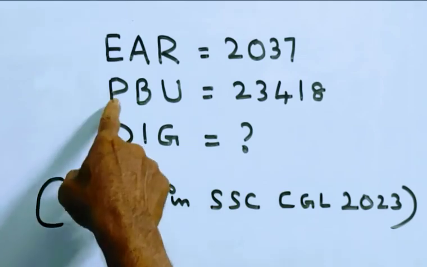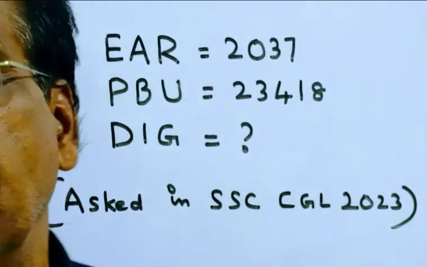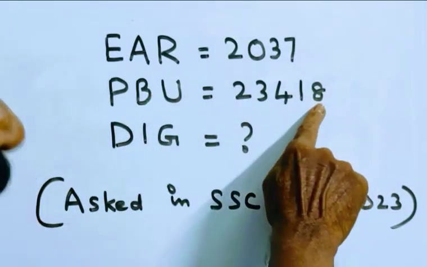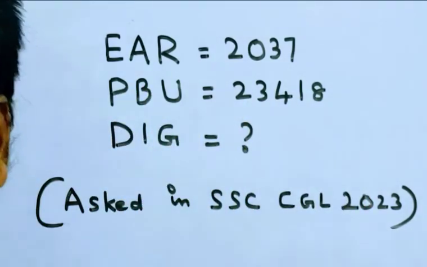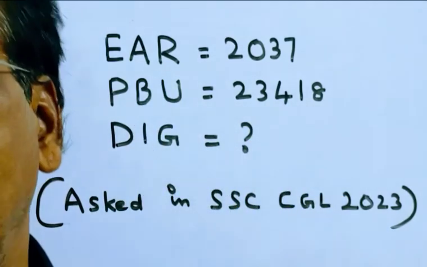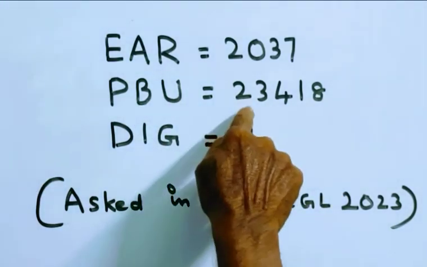In the same way, P is the 16th letter in the alphabet. 16 plus 2, 18. B is the second letter. 2 plus 2, 4. And U is the 21st letter, plus 2, 23.